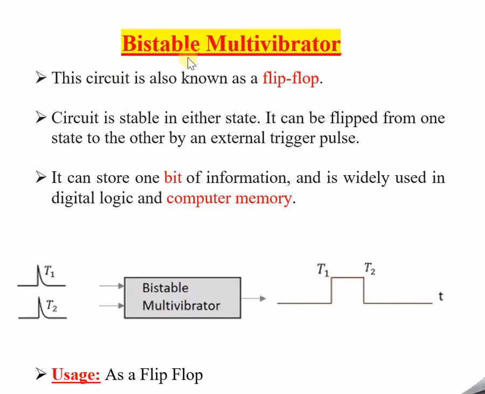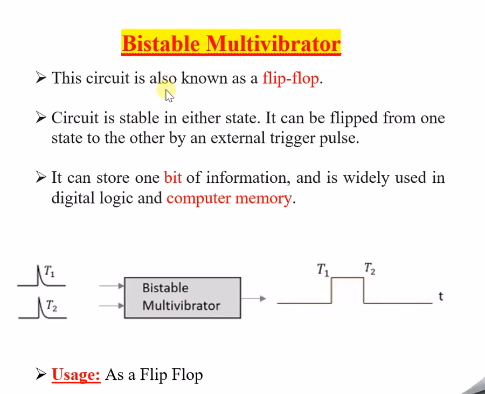As the name itself indicates, bistable multivibrator. Bistable is nothing but two stable states. A multivibrator which has two stable states is called a bistable multivibrator. Bi means two stable states, hence it is called a bistable multivibrator. In the previous session, the monostable multivibrator was covered, where mono means single, a multivibrator which has only one stable state. In this case it is bistable, hence a multivibrator which has two stable states is called a bistable multivibrator.